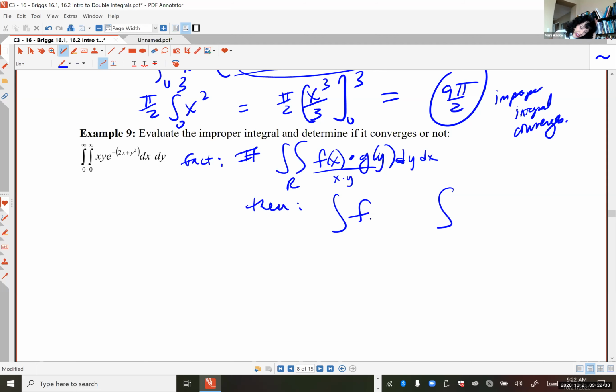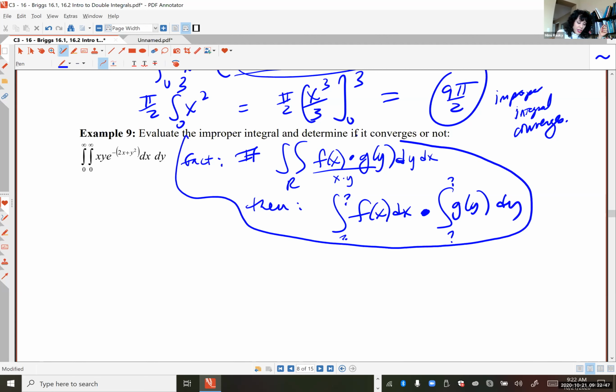So you integrate f of x with respect to x, whatever the limits are, times the integral of g of y, whatever the limits were for g, dy. This is legal if and only if you can actually write the integrand as a product of two separate functions, one that's a function of a single variable and the other a function of the other single variable, okay? Otherwise, don't even think about it. So I claim this one we can.